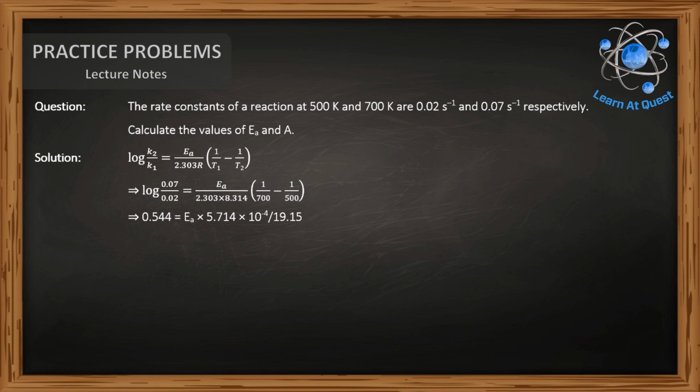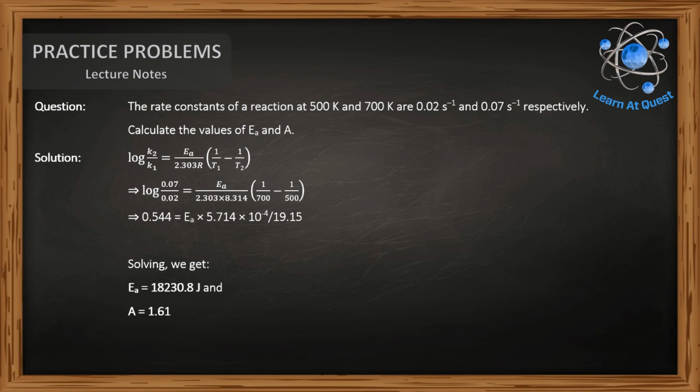Let us solve a few questions based on the Arrhenius equation. The question is, the rate constants of a reaction at a temperature of 500 Kelvin and 700 Kelvin are 0.02 per second and 0.07 per second, respectively. Calculate the values of EA, which is the activation energy, and A, which is the Arrhenius constant.